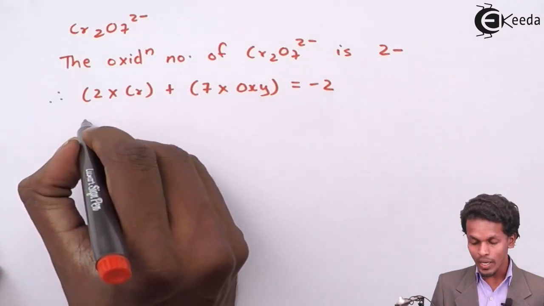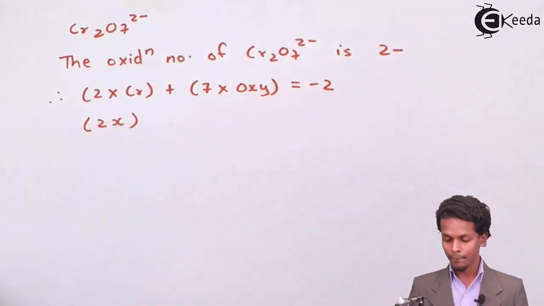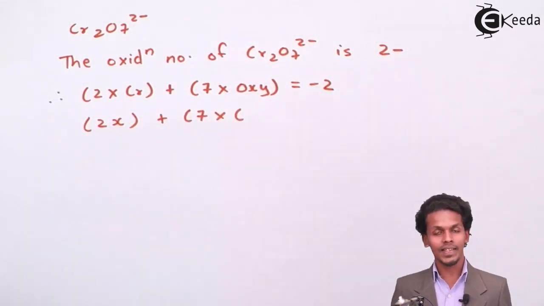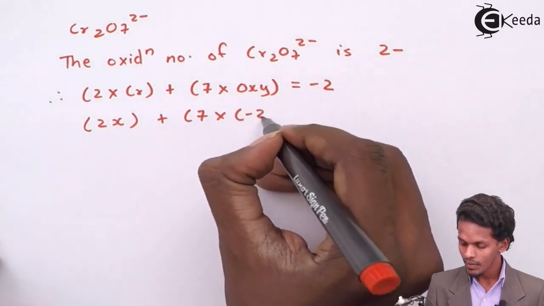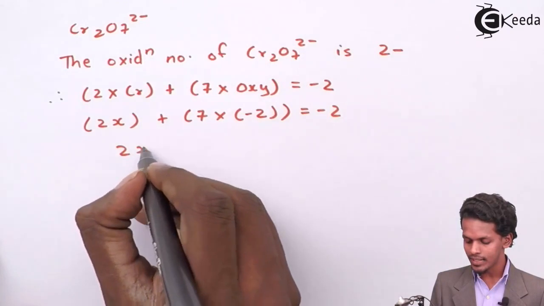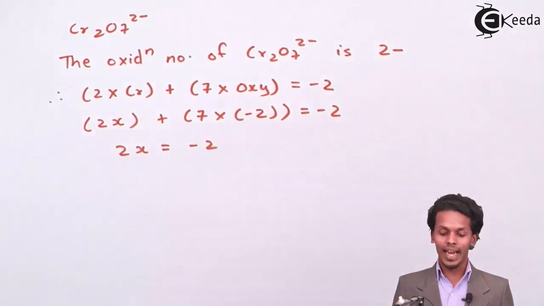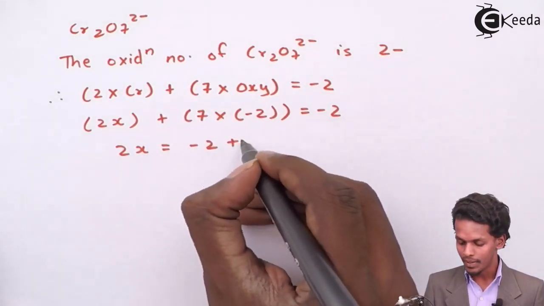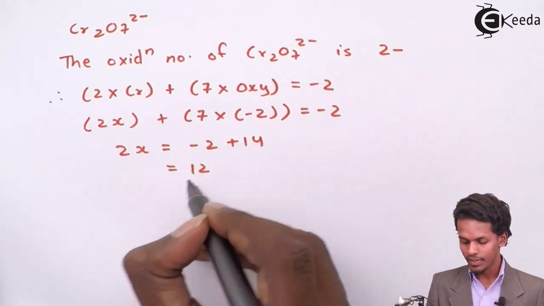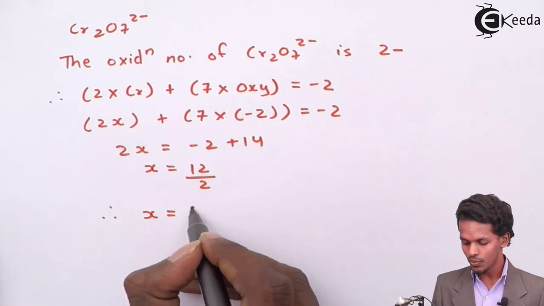For chromium we don't know, so I take the oxidation number of chromium as x. 2x plus 7 into the oxidation number of oxygen, which in this case is -2, equals -2, where 7 into -2 is -14. If that goes to the right hand side it becomes +14. So 14 minus 2 is nothing but 12, so x will be 12 divided by 2, therefore x equals 6.